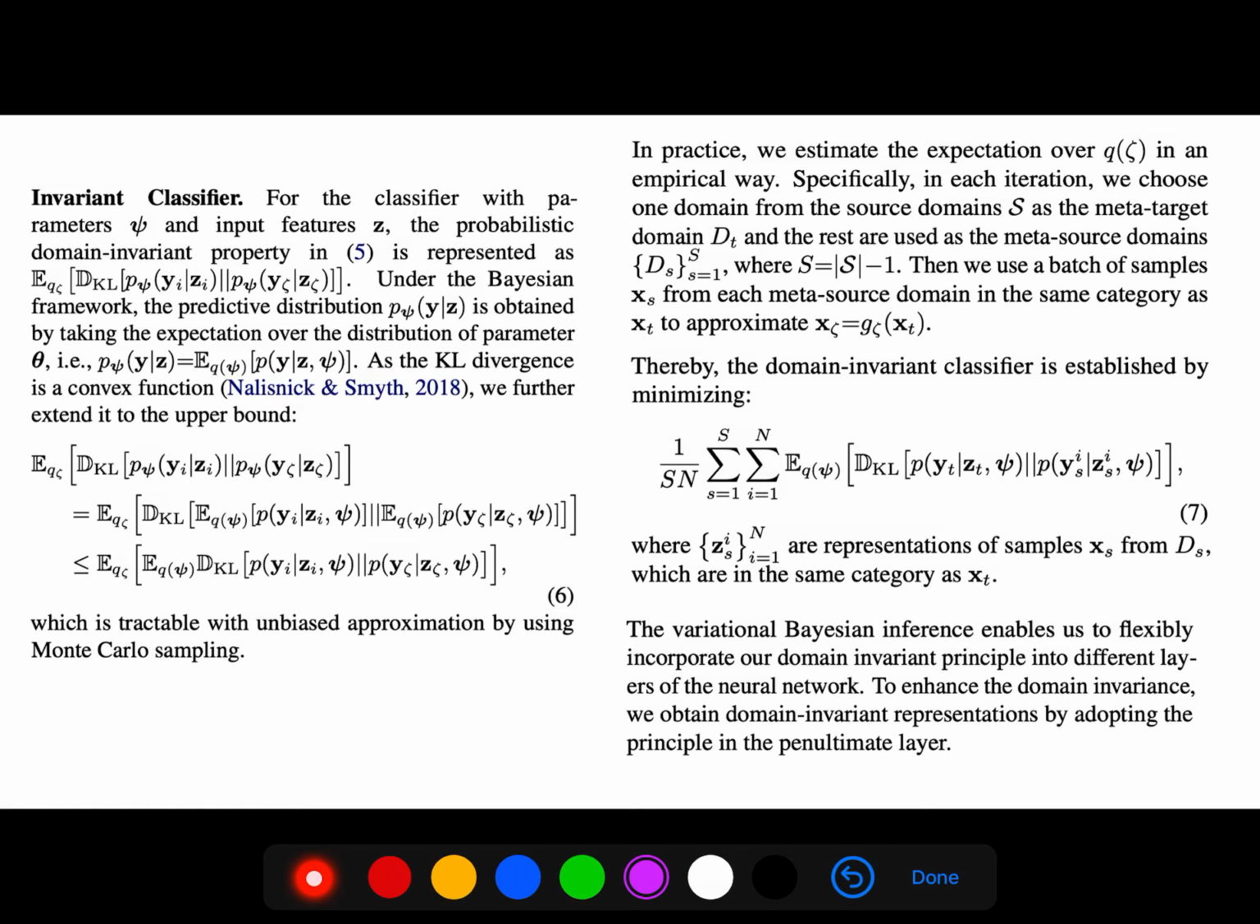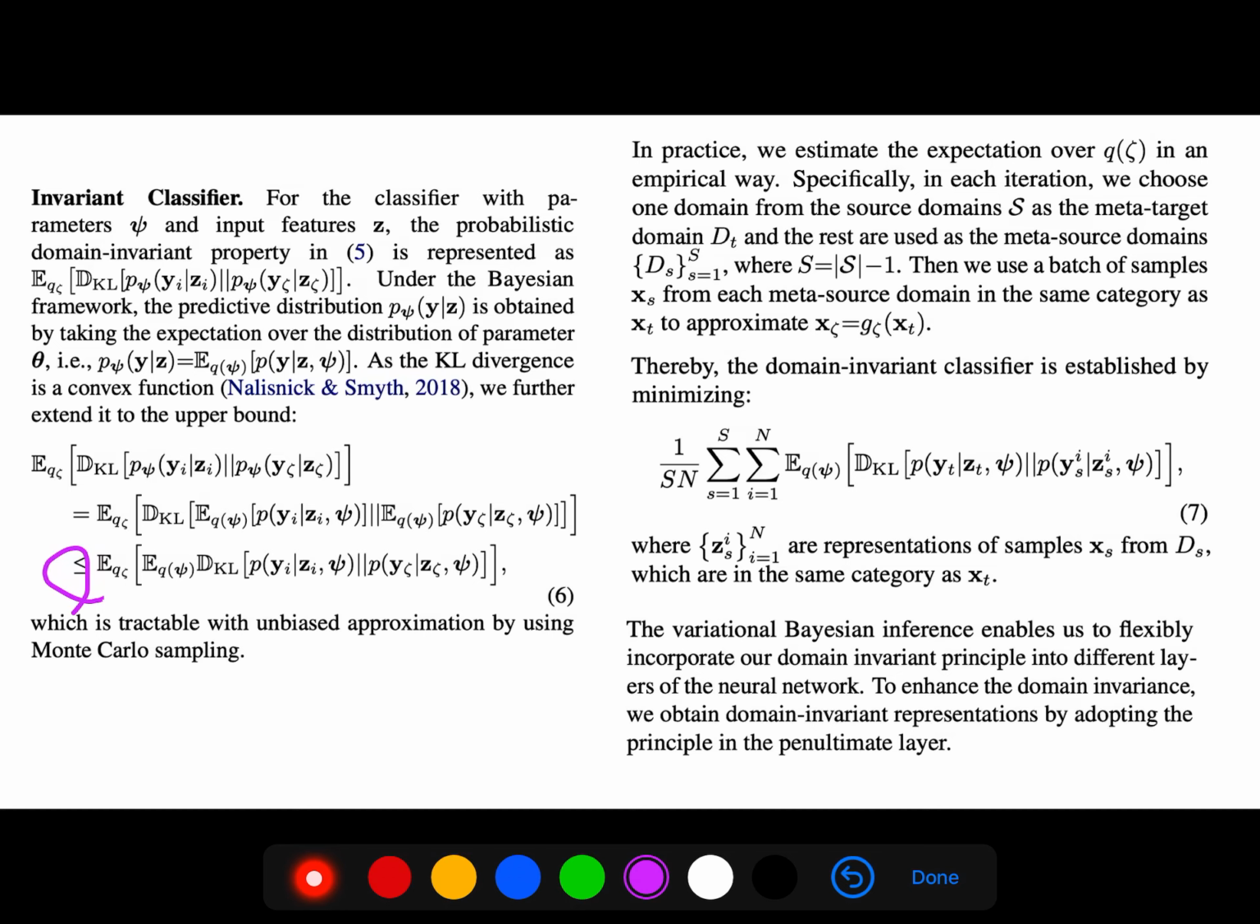So for the classifier with parameter psi and input feature z, the probabilistic domain invariant property is represented as this expectation. As the KL divergence is convex, we can extend it to this upper bound, which is tractable. The reason that we need this upper bound is that it is tractable with unbiased approximation by using Monte Carlo sampling.